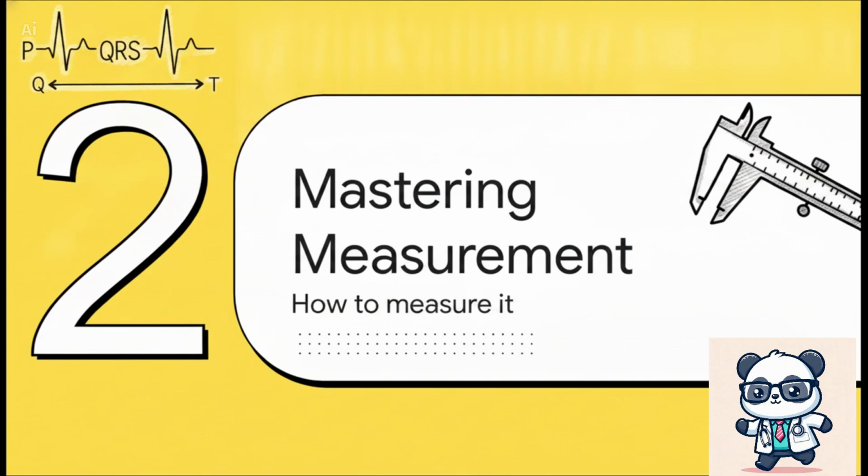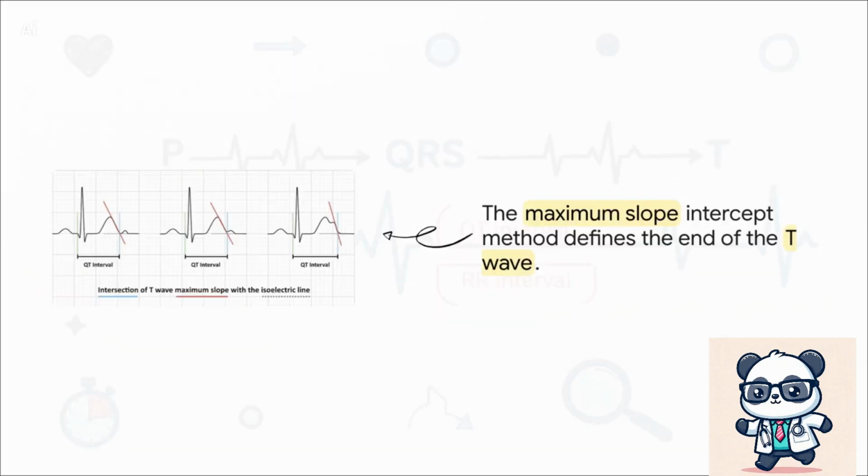Moving right along to Section 2, mastering QT measurement. Okay, this is where the rubber meets the road, the maximum slope intercept method. It's a brilliant trick for finding the true end of the T wave. You just draw a line down the maximum slope of the T wave, that's the red line here, until it intersects with the blue isoelectric line. Bam! That intersection point is your exact endpoint.